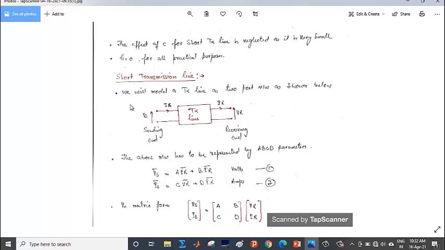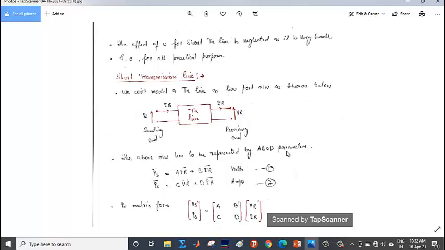Now let us come to the short transmission line. We'll first model the transmission line as a two-port network shown below. The output parameters will be the receiving end current and the receiving end voltage. This is the receiving end, and on the input side we have the sending end voltage and sending end current. So the above network can be represented by the ABCD parameters.